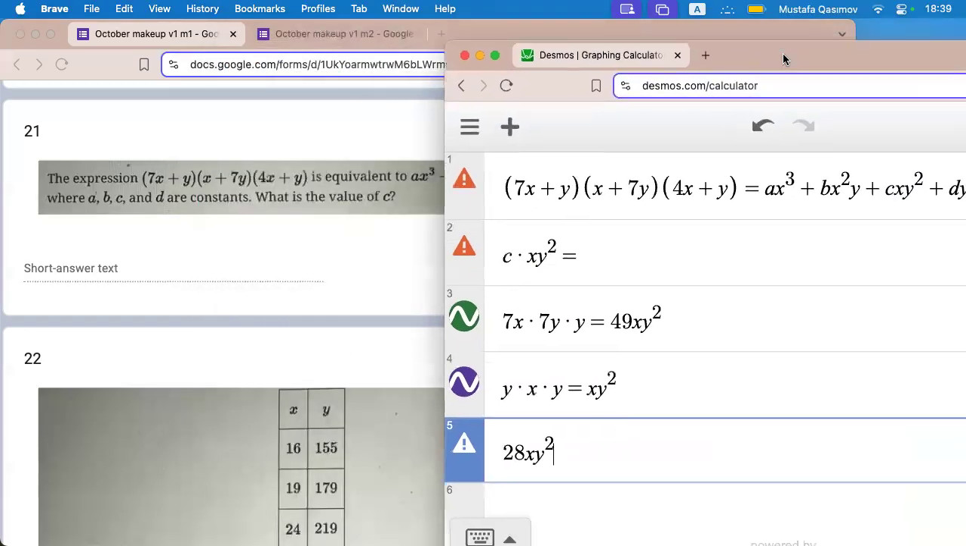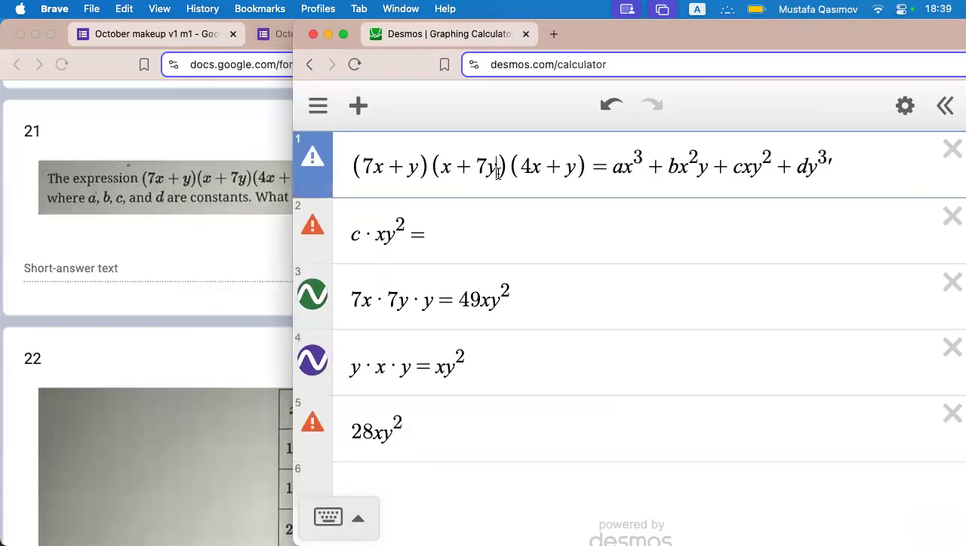You can find it like that, but I recommend you use Desmos for this question. Desmos is simpler than this one.